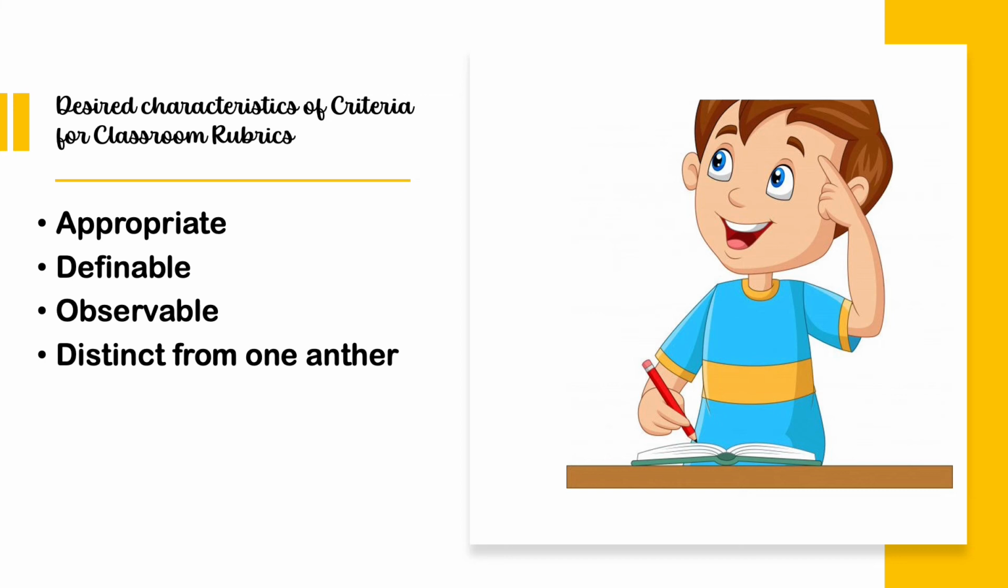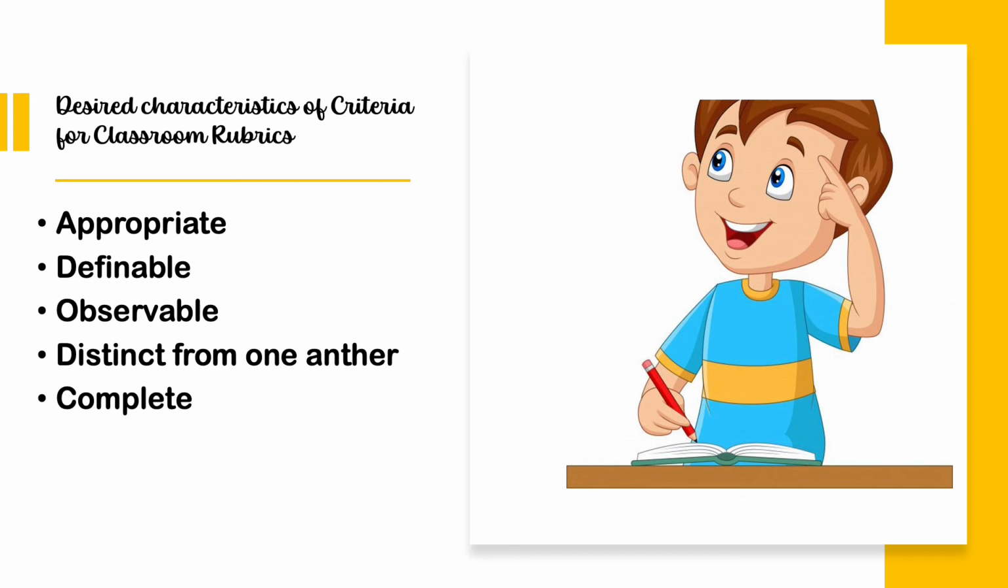Next, distinct from one another. Each criterion identifies a separate aspect of the learning outcomes the performance is intended to assess. Next, characteristics should be complete. All the criteria together describe the whole of the learning outcomes the performance is intended to assess.